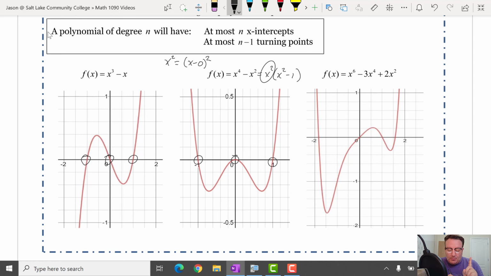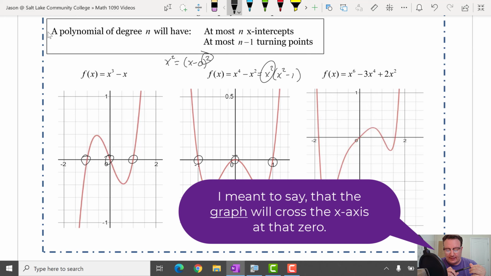But the point is that the degree of this factor is 2, an even degree. Whenever you have an even degree, the graph of the function will just touch the x-axis at that 0 instead of crossing. However, whenever you have an odd degree factor, then the graph will cross the x-axis at that 0. We'll see more examples of this coming up.